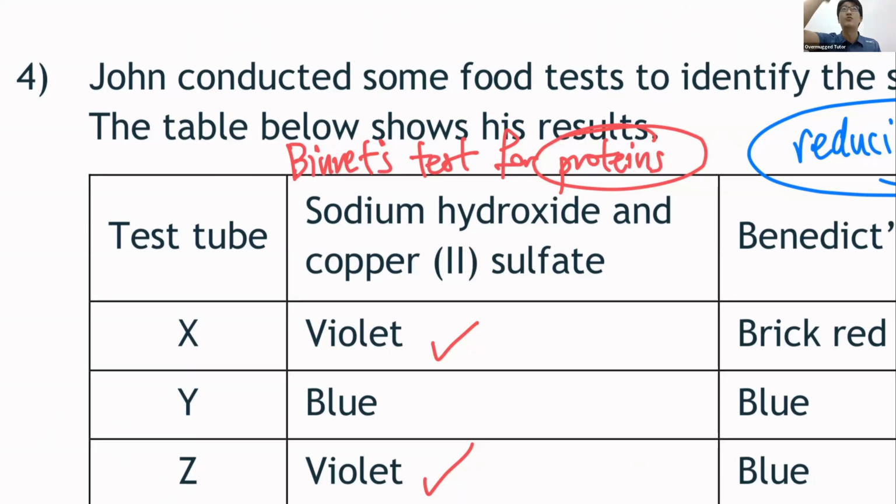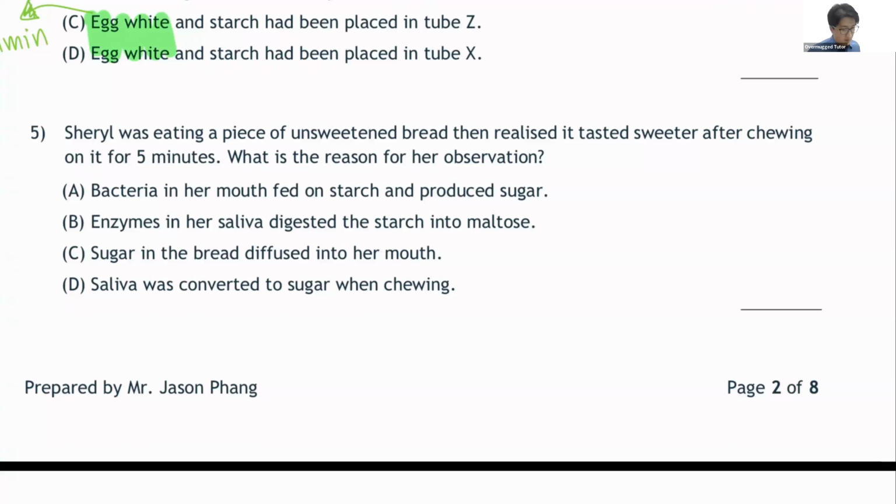Okay, so question 5. Sharon was eating a piece of unsweetened bread. So it is just bread. You chew, chew, chew. After a while, wow, it tastes sweet, right? So this can happen to rice as well. Noodles. Anything that is made of what? Bread, rice, noodles. What's the common thing here? Starch. Thank you.